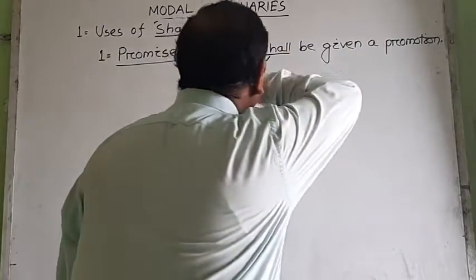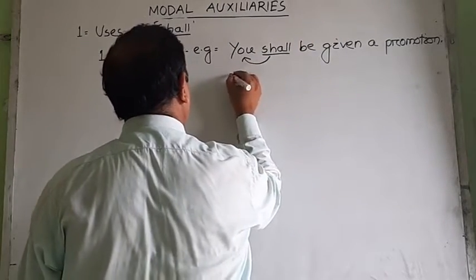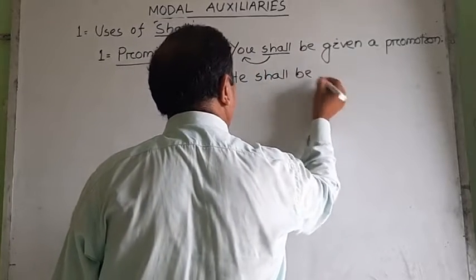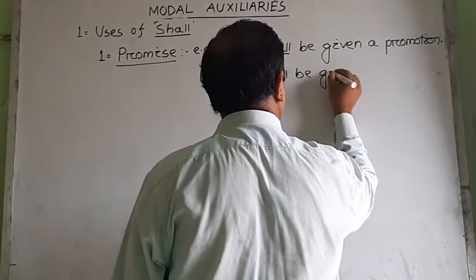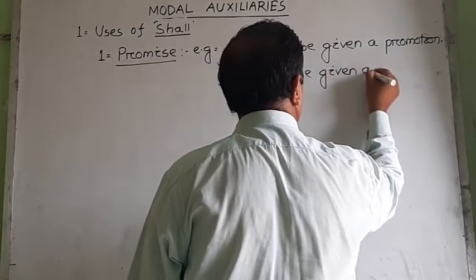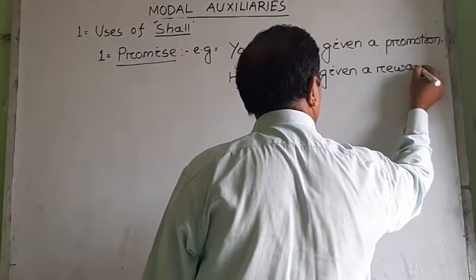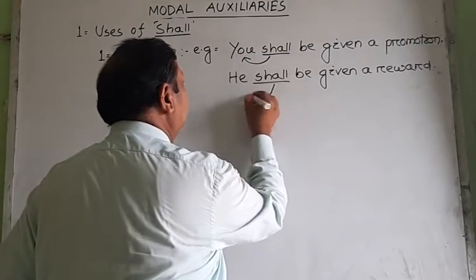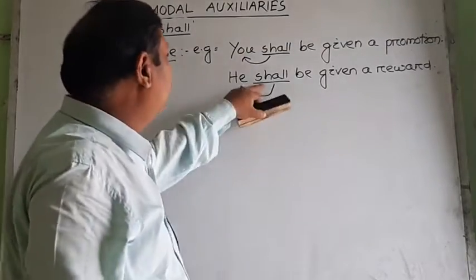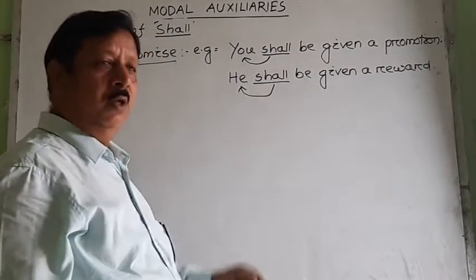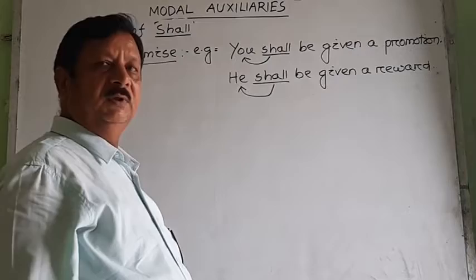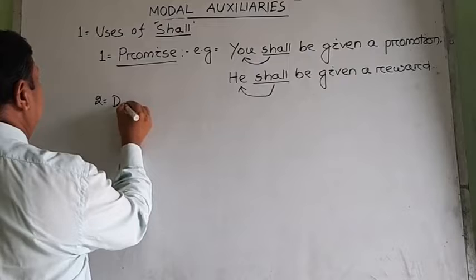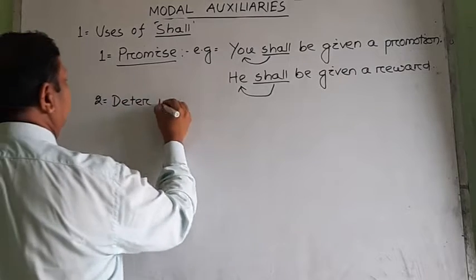Or someone may say, he shall be given a reward. See, here in that case, he shall be given a reward. When shall is used with third person, maybe singular or plural, at that time it also expresses promise. Besides, number two, it expresses determination.